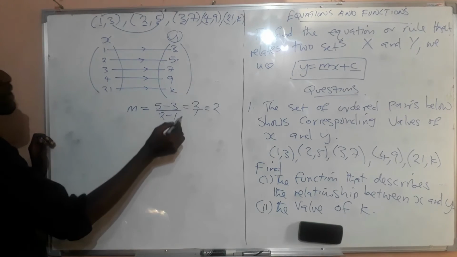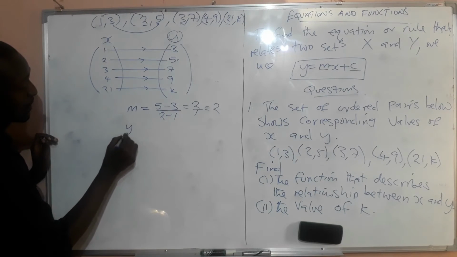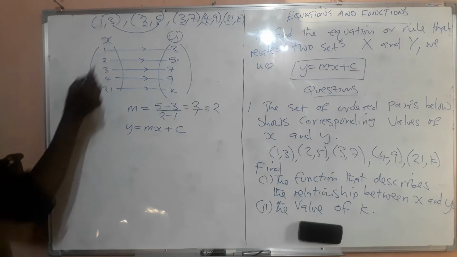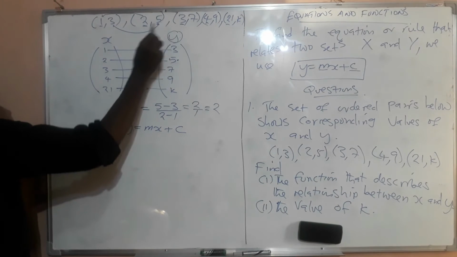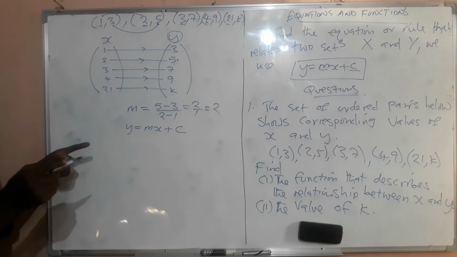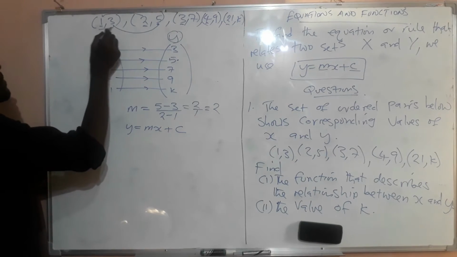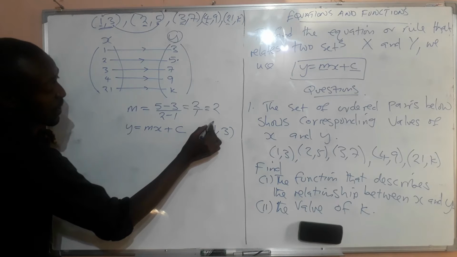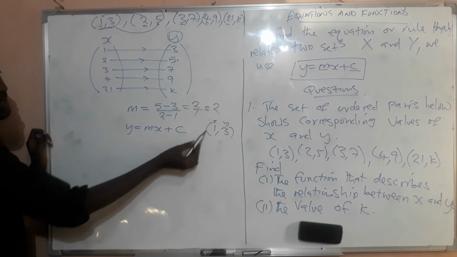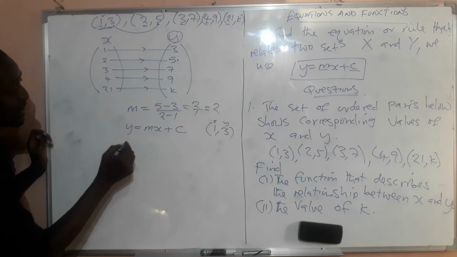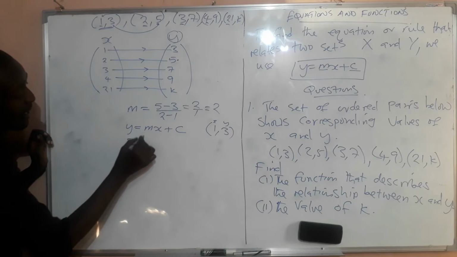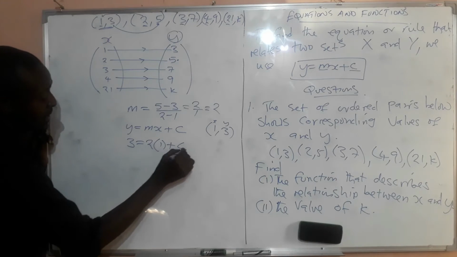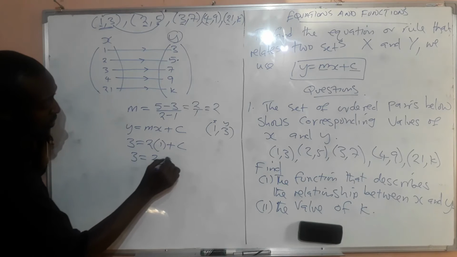So we are going to get our equation, y is equal to mx plus c. And then we'll pick one of the points that we are given. You can pick any of the points. So I'm going to use the first one here, 1,3. So this one is x, this one is y. Where there's x, you put 1. Where there's y, you put 3. Our m is 2, our x is 1, plus c. So 3 is equal to 2 plus c.